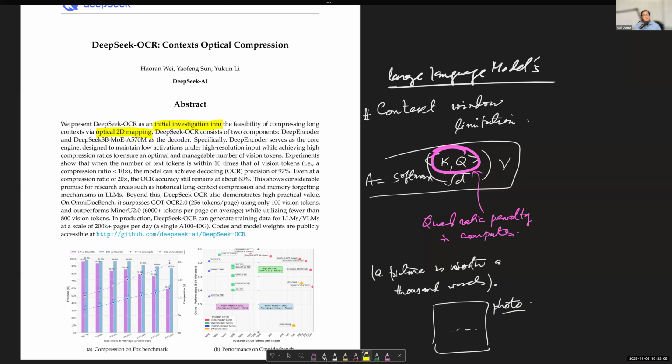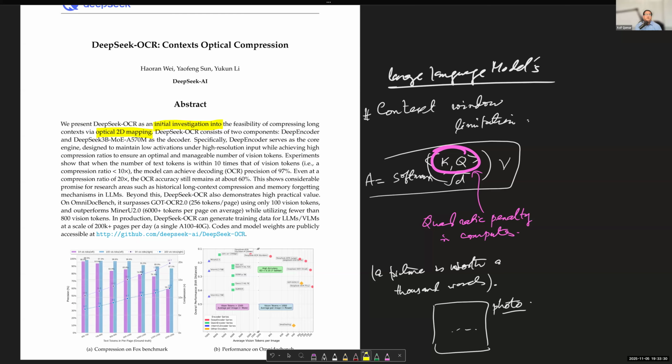Why is the number of tokens compression useful? Because of the quadratic attention cost in attention. So then they go on to say that experiments show that when the number of text tokens is within 10 times that of the vision tokens, that is, the compression ratio is less than 10x, the model can achieve decoding OCR precision of 97%.